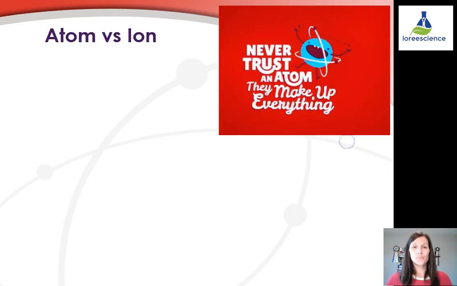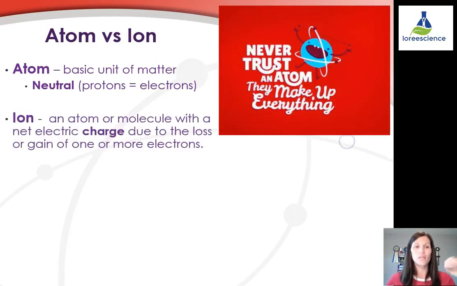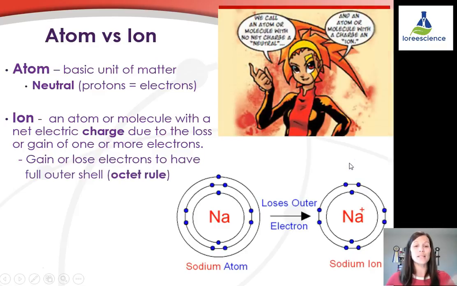So what is the difference between an atom and an ion then? An atom is our basic unit of matter, and it is neutral when protons equal electrons. An ion, however, is an atom or molecule with a net electric charge, and that's because it has gained or lost electrons. If it loses electrons, it has a positive charge. If it's gained electrons, it has a negative charge. And the reason it gains or loses electrons is to have a full outer shell, based on the octet rule, which gives it stability.